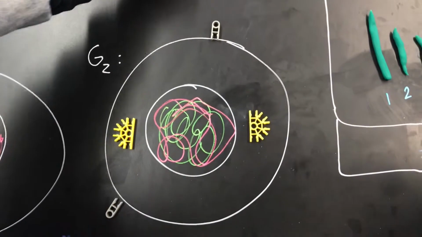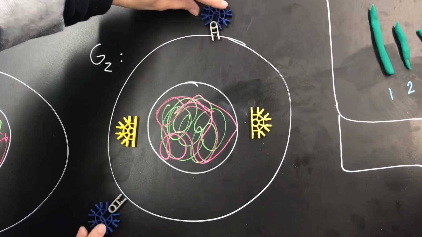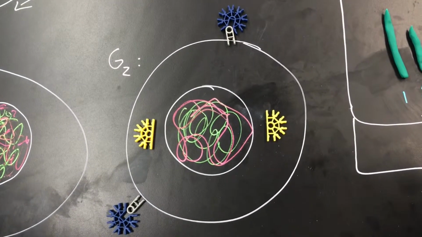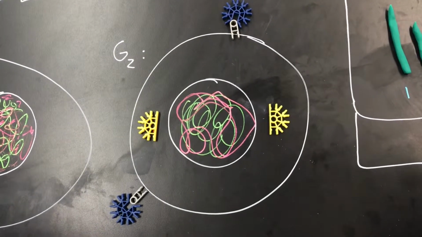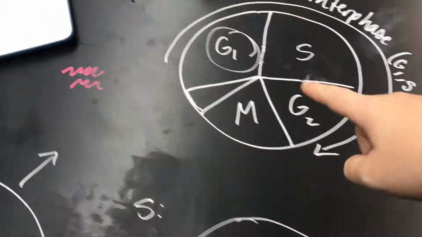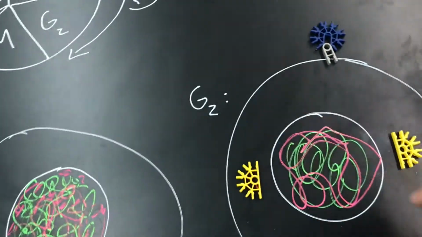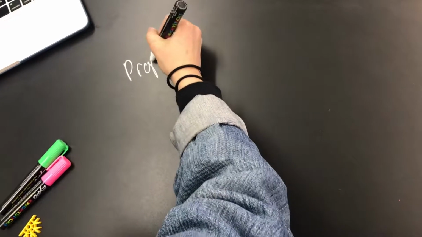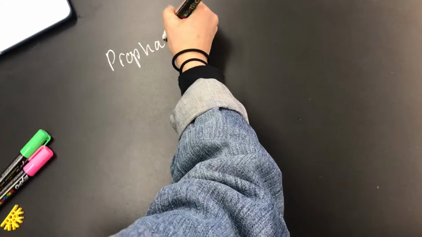In G2, CDK binds to cyclin, which produces MPF, which then phosphorylates proteins to start mitosis, which is the next phase of the cell cycle. The G2 checkpoint checks for cell size and DNA replication. The next phase is prophase, which you'll see pictured here.